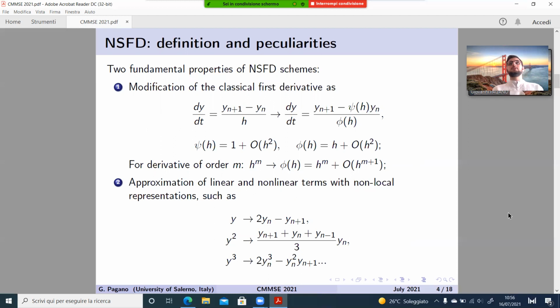Therefore, we expect that a non-standard scheme is not as accurate as the standard scheme, but we expect that qualitatively it is better, because this function phi and these non-local representations must be chosen in such a way as to preserve the properties and also to improve the stability of the relative standard scheme.